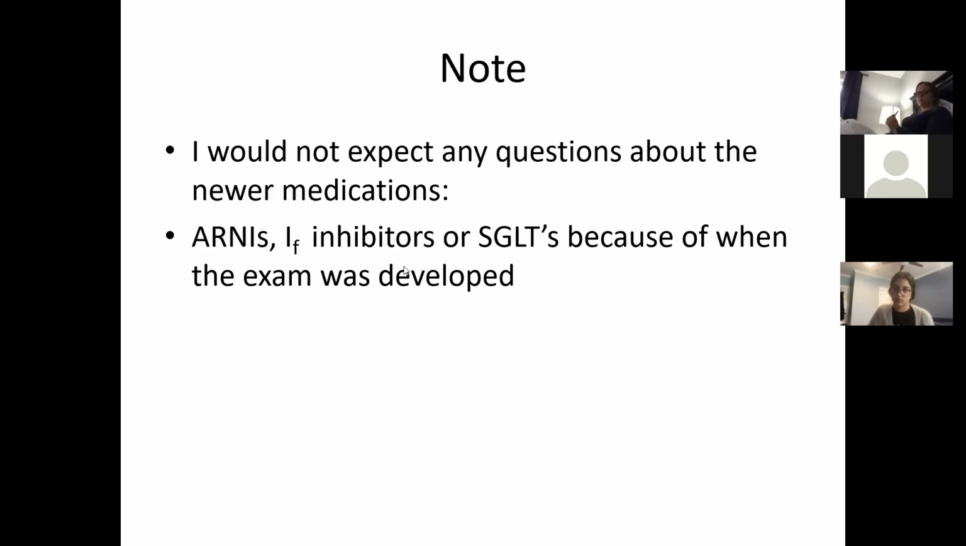Frustrating thing about this exam is it's not as current as we at CCCN want it to be. I would love to see some new questions about these medications because they are really becoming huge treatment factors in heart failure.